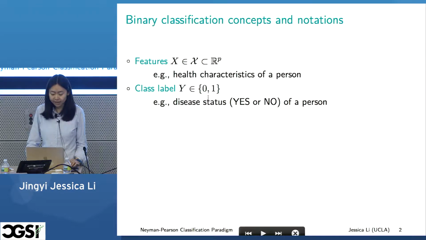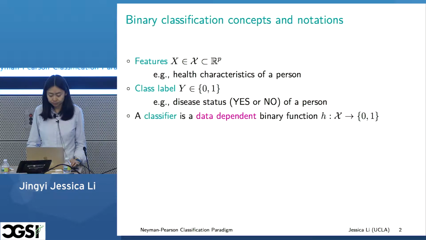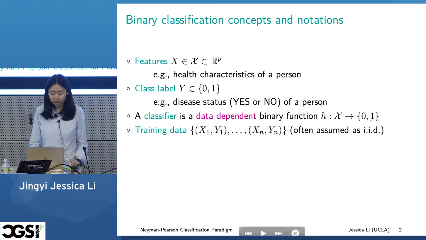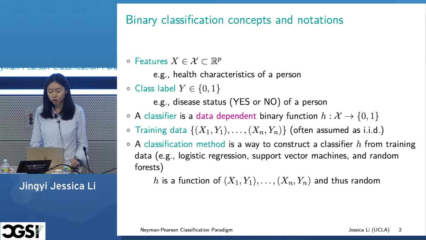So we need some training data to train a classifier. The classifier is actually a data-dependent binary function that maps from the feature space to the binary space. The training data is essential, and here we just denote the size as n. In my talk, I will make a distinction between a classifier and a classification method. As I said, a classifier is a binary function, but a classification method is a way to construct a classifier from training data. For example, we have logistic regression, support vector machines, or random forests.